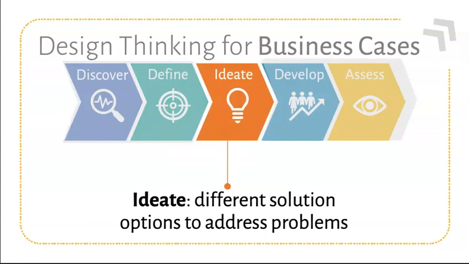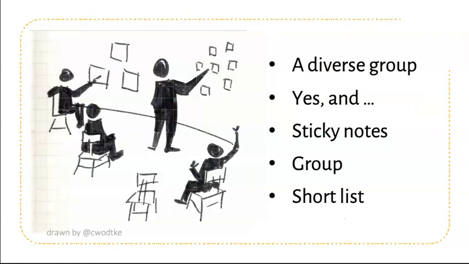The third element is about ideate, coming up with different solution options to address the problem. Use a diverse group, suggest key stakeholders, both internal and external. Here you can use the yes and approach, so that when an option is suggested, note it down and then ask yes and to extract more ideas.